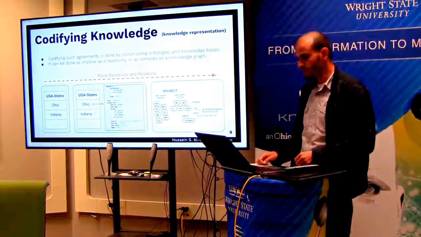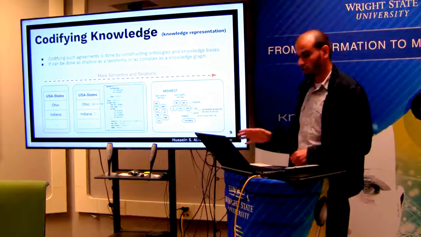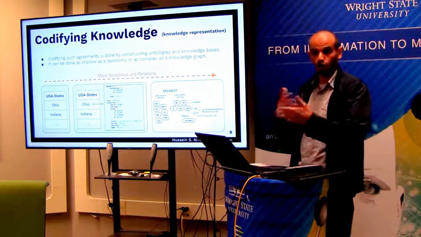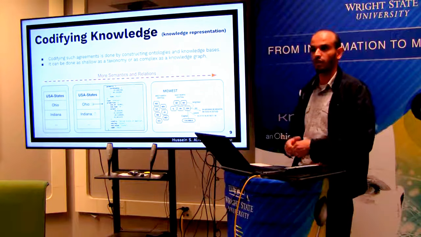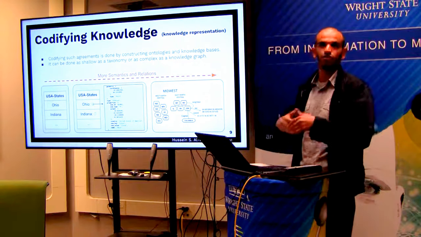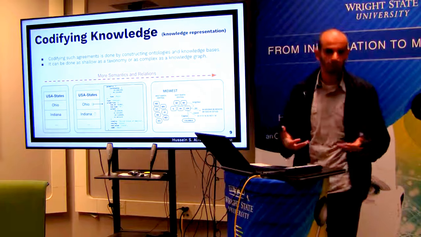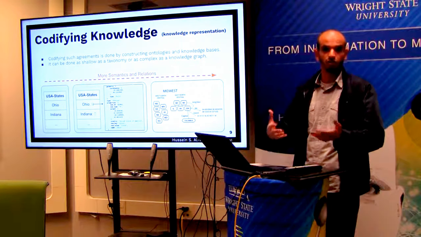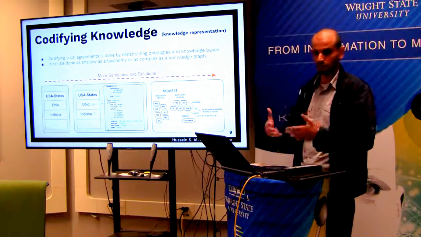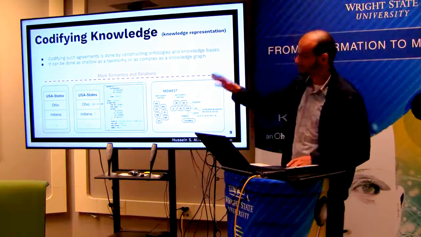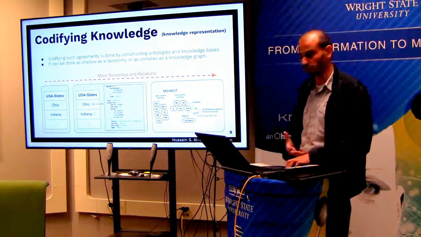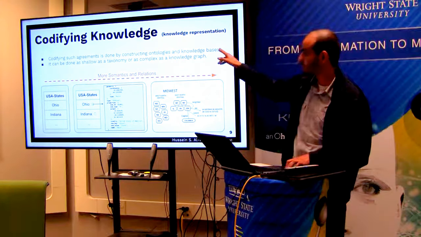So when we codify this kind of knowledge, we are codifying agreements between all of us as a community of, let's say, GIS people, or as a community of computer scientists. We agreed on the meaning of a graph, the meaning of this and that in literature. That's why scholarly work is done, so we can define things and all understand them when we refer to them. So this is what we do with knowledge representation: we are codifying such agreements by constructing ontologies and knowledge bases.